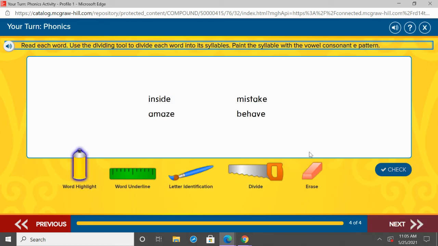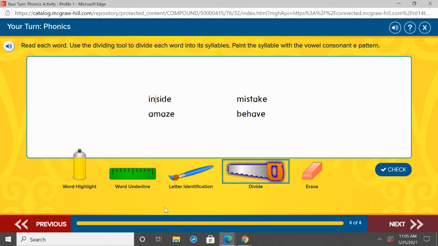We're just going to do a couple more and then we're done. All right, so inside. I want you to go ahead, take your pointer finger and divide. Where is that word going to be divided into its syllables? Inside. Go ahead. Yeah, you should have divided it right here.